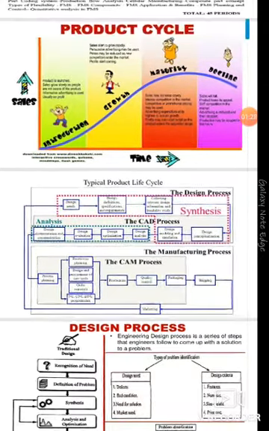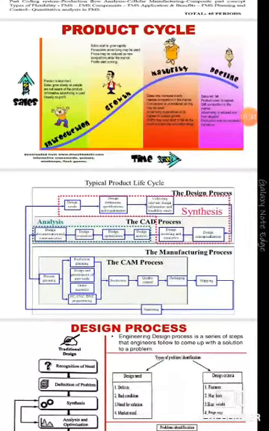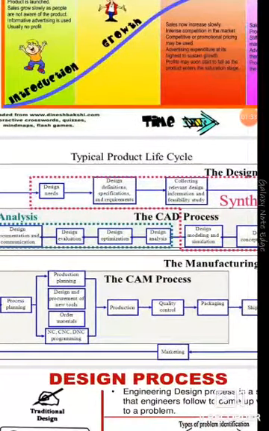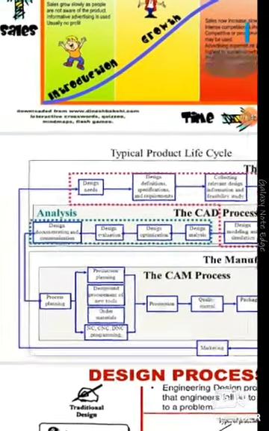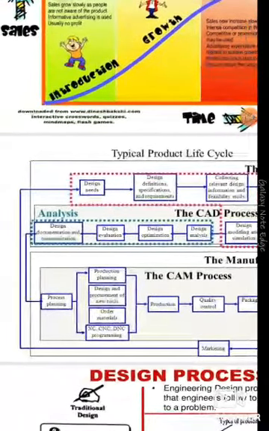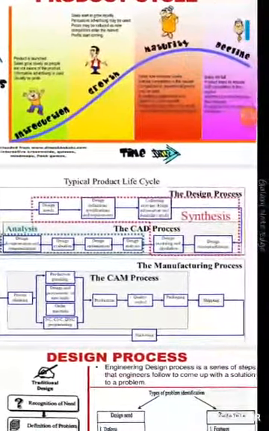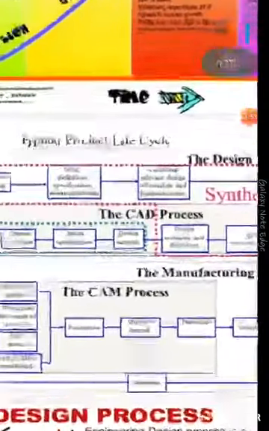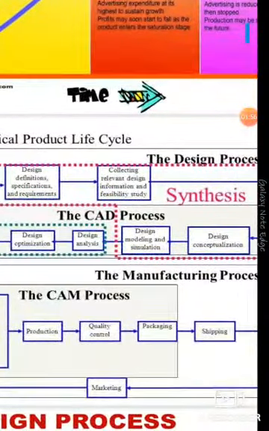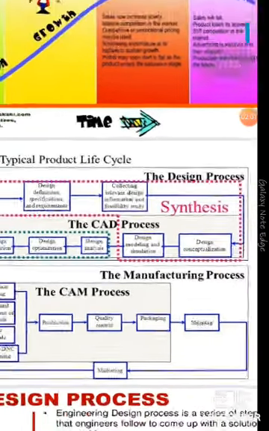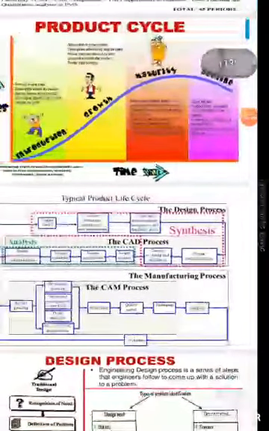This also needs design definitions, specifications of requirements, collecting relevant design information and feasibility, design documentation and communications, design evaluation, design optimization, design analysis, design modeling and simulations, and design conceptualization. These are the synthesis of the CAD process. This designing process is the first one.